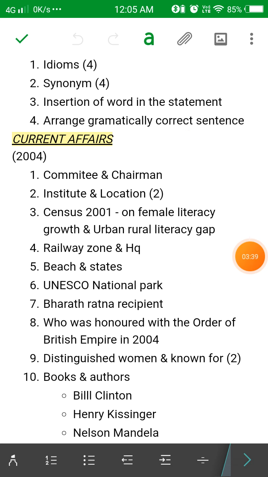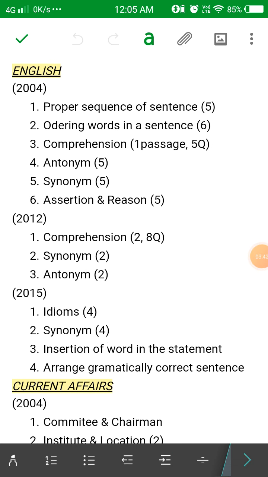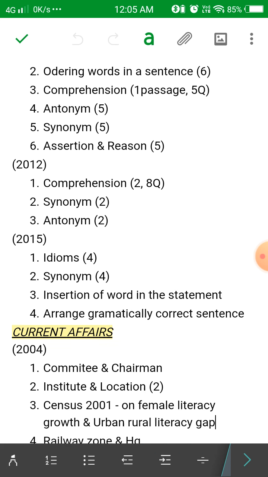So more or less the English was the same. Comprehensions, antonyms, synonyms, and idioms have been added from 2015. So more or less the same.